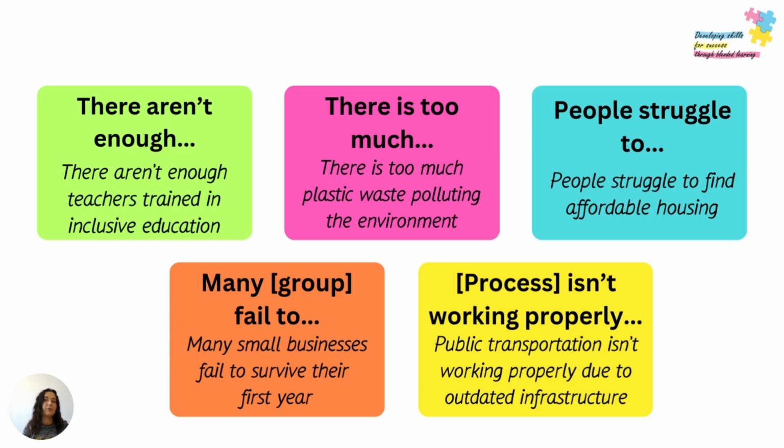Here are some more examples of how problems can be framed. There aren't enough teachers trained in inclusive education. There is too much plastic waste polluting the environment. People struggle to find affordable housing. Many small businesses fail to survive their first year. A certain process isn't working properly. For example, public transportation isn't working properly due to outdated infrastructure.